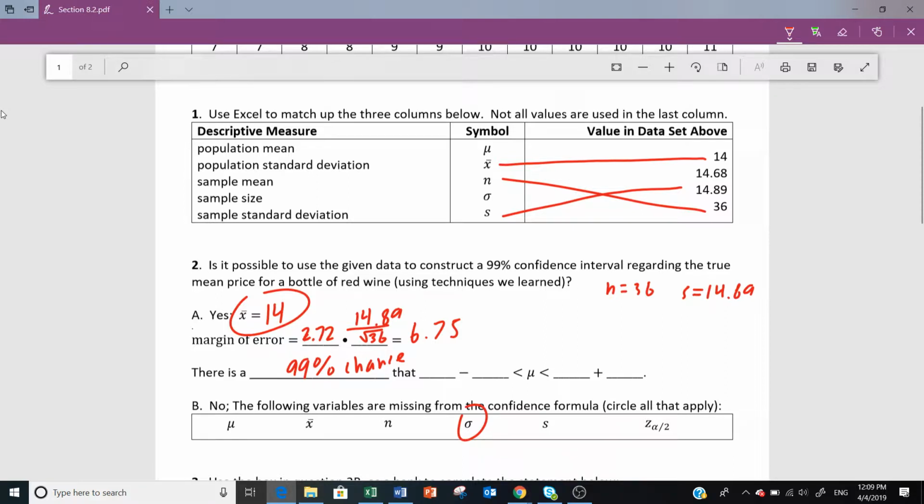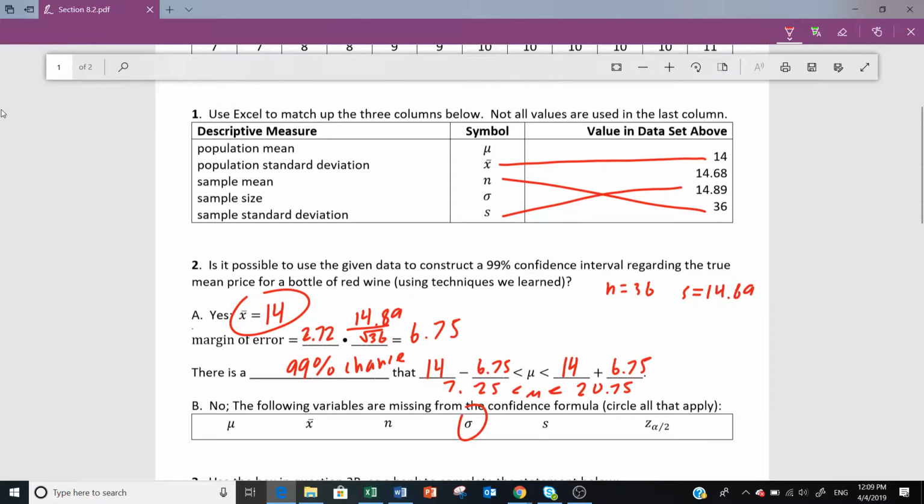Okay, good. What do we do now with the 6.75? Okay, good. So we have 14 minus 6.75, and then we have 14 plus 6.75. This is 20.75. And this one here is 7.25, and the mean has to be between these two values. Any questions on how I got the 7.25 and the 20.75?